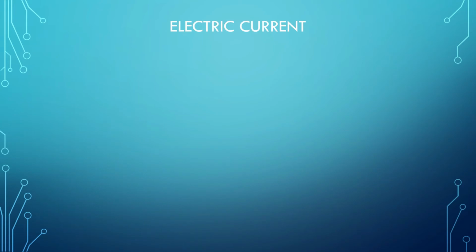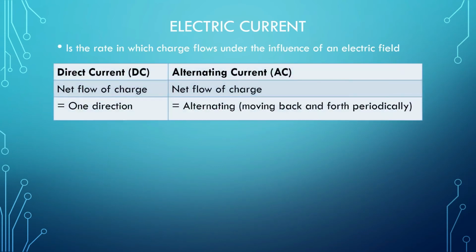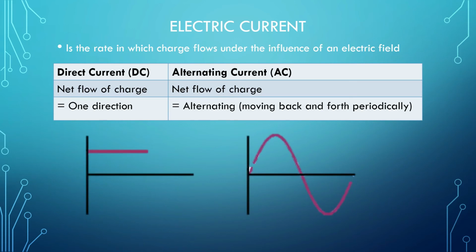Now, electric current. Electric current is the rate at which charge flows under the influence of an electric field. Direct current, or DC current, is the net flow of charge. It travels in one direction, as seen in the diagram below, just a straight line. Alternating current, on the other hand, has a net flow of charge alternating, moving back and forth periodically, as shown in the other diagram below.